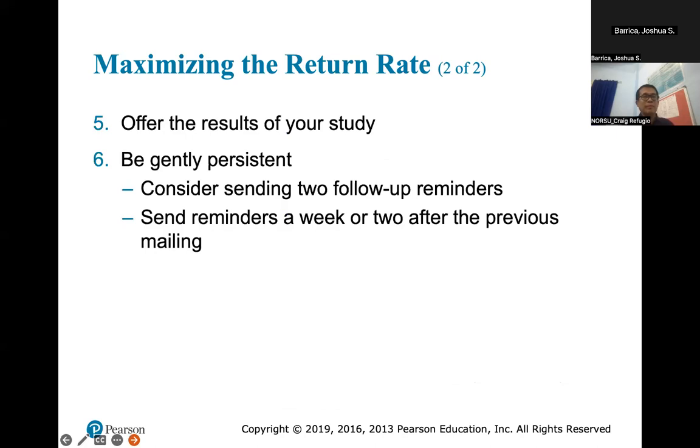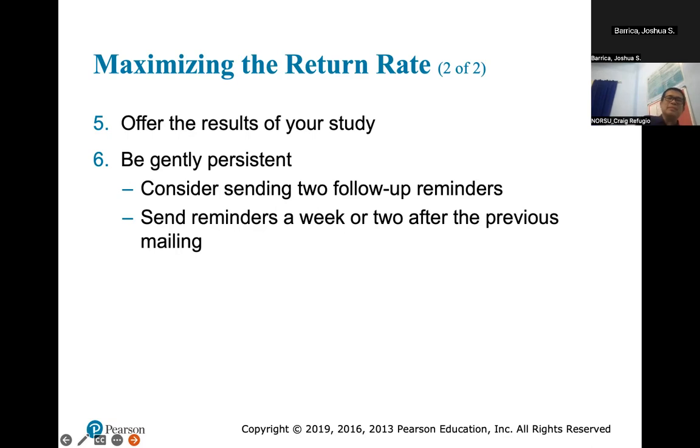Number five, offer the results of your study. So in your letter, you have to include that when the study is completed, you being the researcher will give a copy of the results of the study because they can benefit, but how can they benefit if you don't give a copy of your study? Or you can even go there and present the findings of your study.